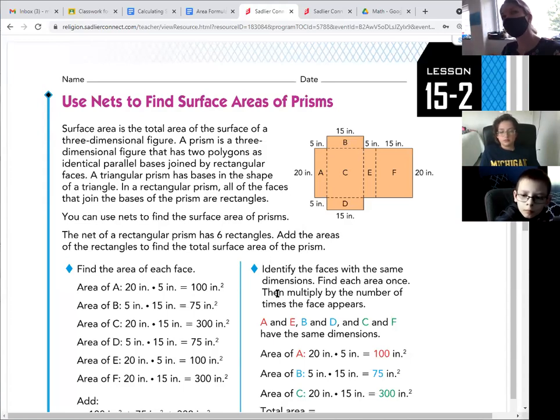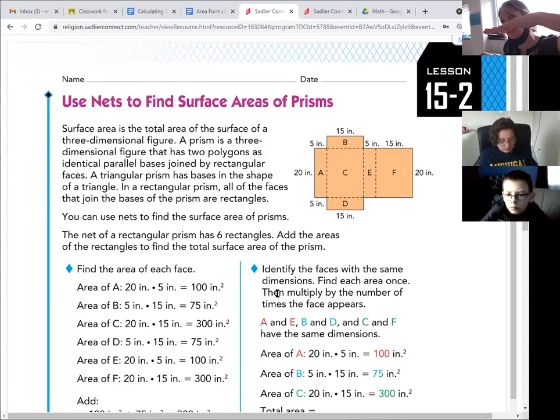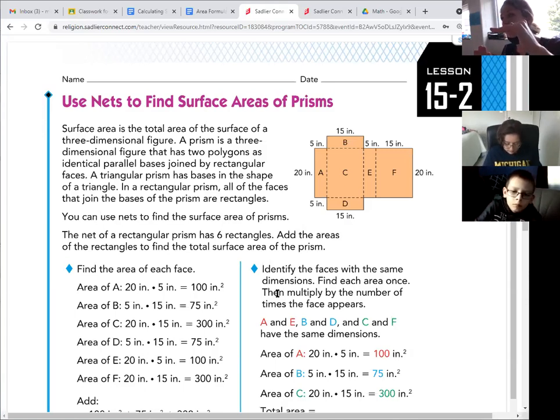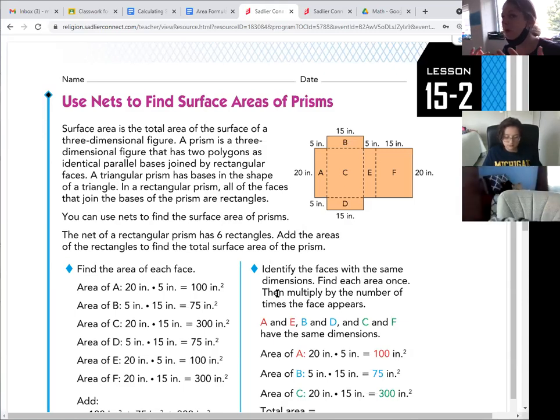Surface area, I'll read it. You listen really well. Surface area is the total area of a surface of a three-dimensional figure. A prism is a three-dimensional figure that has two polygons as identical pair bases joined by rectangular faces. Remember we talked about that last week, that a prism has two identical bases surrounded by what? Rectangles, right? And a triangular prism, though, has bases in the shape of a triangle, and they're connected with rectangles. In a rectangular prism, all of the faces that join the bases of the prism are rectangles.